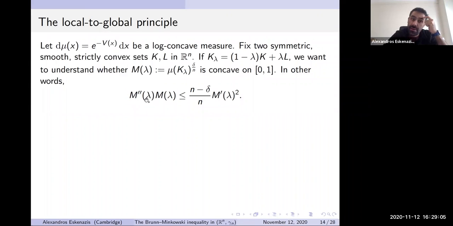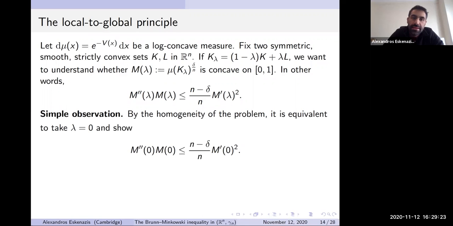So the second derivative of m times m is bounded above by n minus delta over n times the first derivative squared. Now, if delta is equal to 0 here, what you have is really log concavity, and that's somehow the well-known condition for log concavity. And the simple observation is that because of homogeneity, it suffices to take lambda equals 0 here.